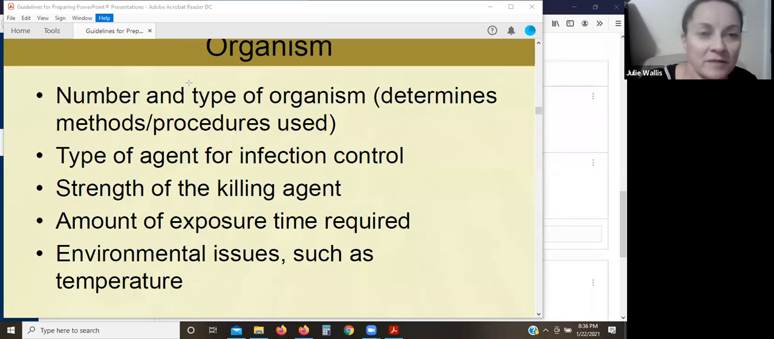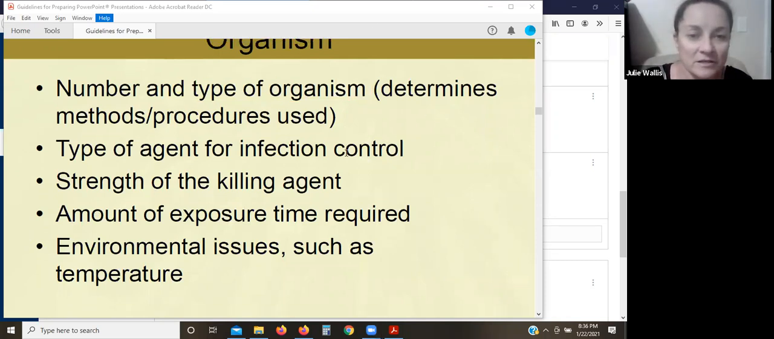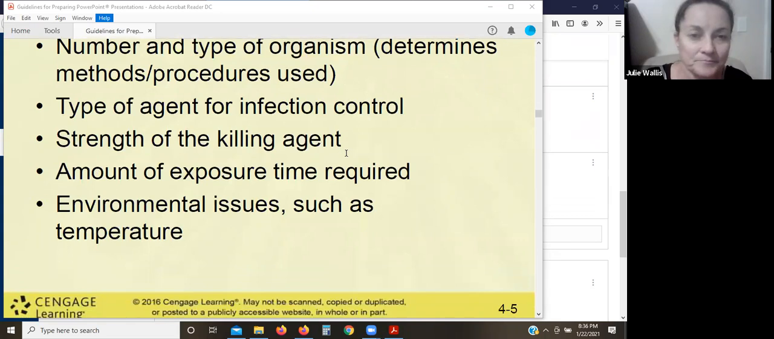Type of organism obviously is a huge issue. Type of agent for the infection control, strength of the killing agent, amount of exposure time required, and then environmental issues such as temperature can also be important. So type of compound that you're treating is also important as to whether it's sensitive to the agent that you're using to clean it.